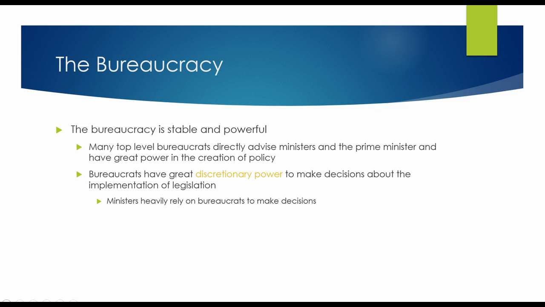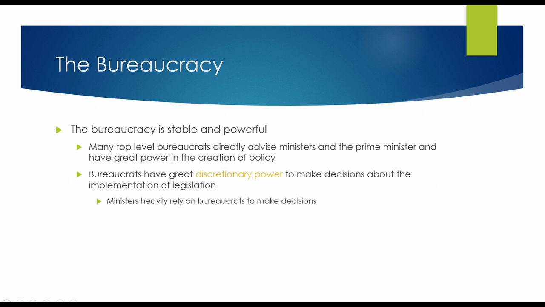The United Kingdom also has a bureaucracy. The bureaucracy is stable and powerful. Many top-level bureaucrats directly advise ministers and the Prime Minister and have a great power in the creation of policy. Bureaucrats have a great discretionary power to make decisions about the implementation of legislation. They are able to really pick and choose how they want to see things implemented within the system.